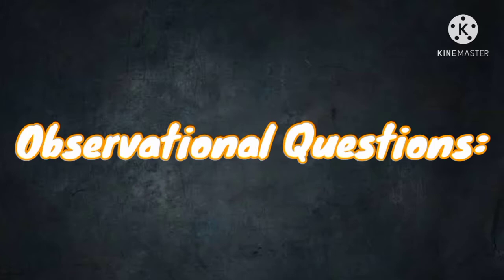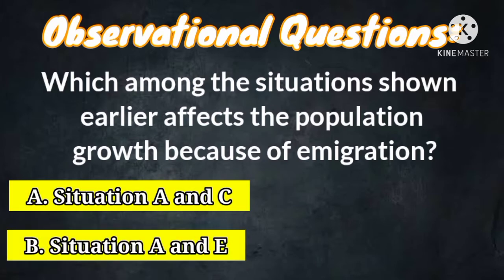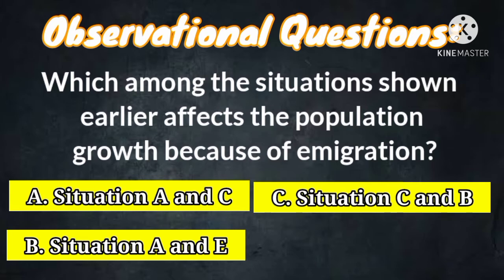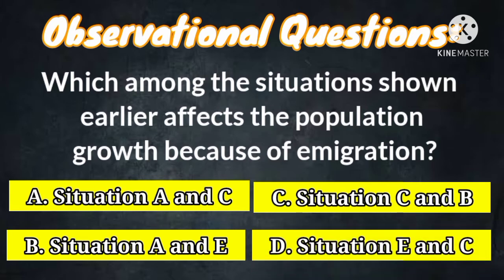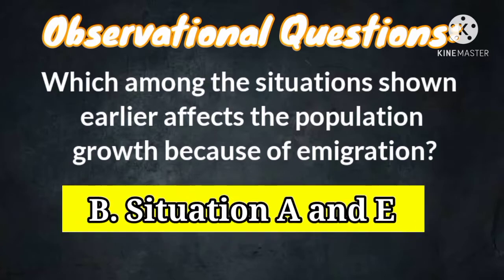This time, let us answer these observational questions. Starting off with question number 1. Which among the situations shown earlier affects the population growth because of immigration? Is it letter A, situation A and C? Is it letter B, situation A and E? Or is it letter C, situation C and B? Or is it letter D, situation E and C? Your timer starts now. The correct answer for this question is letter B, situation A and situation E.